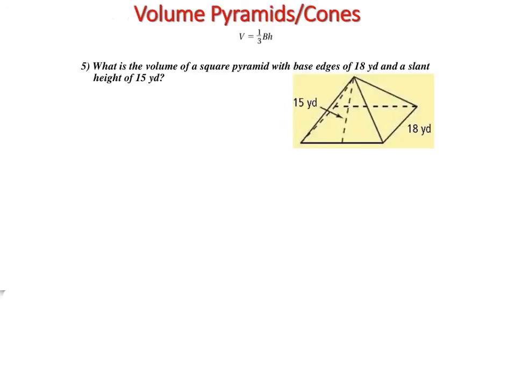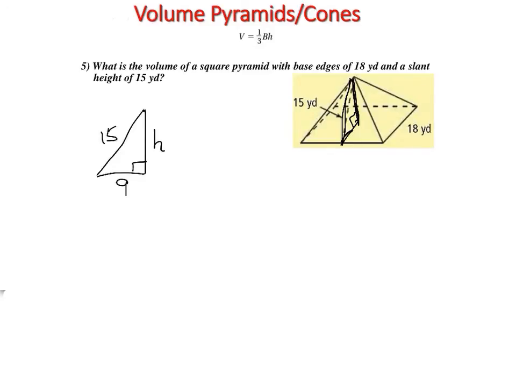Here, what's the volume of the square pyramid with base edges 18 and a slant height of 15? Okay, so we're looking for the height here. So there's our right triangle in here. If I draw that right triangle out so I could see it more clearly, then we're going to have half that distance, 9 on the bottom. We're looking for the height, and the slant height, or the distance up the side of the pyramid, is 15.